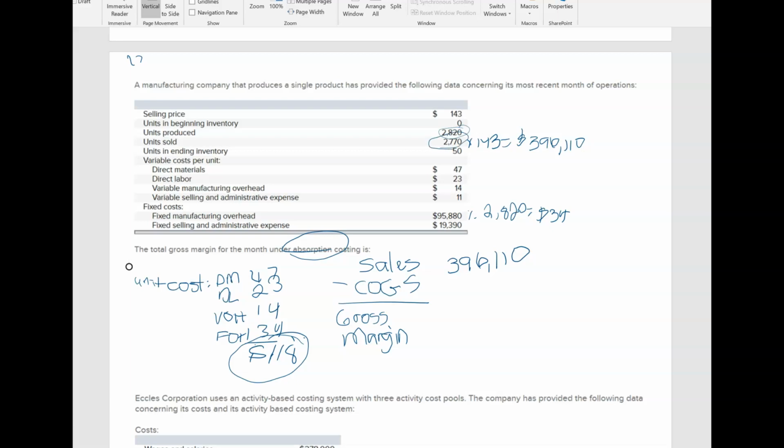118 times 2,770 gives us 326,860. And this is 2,770 times the 118. Subtract that, and our gross margin is $69,250.